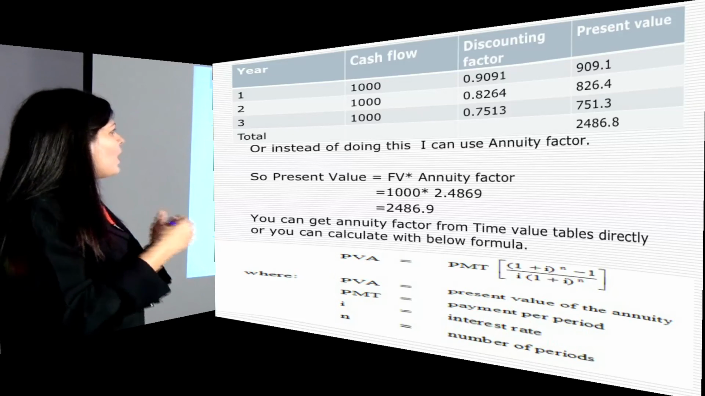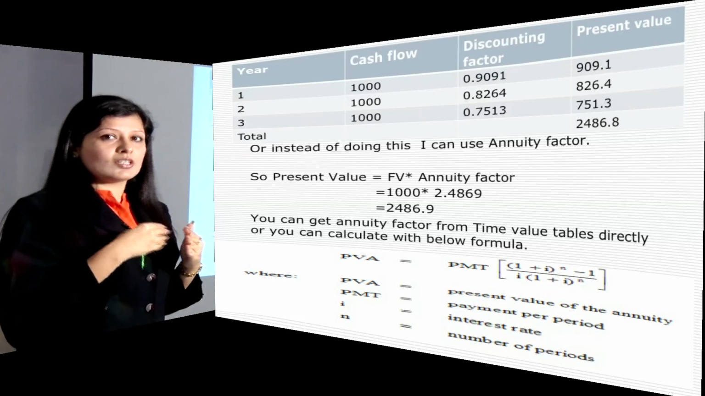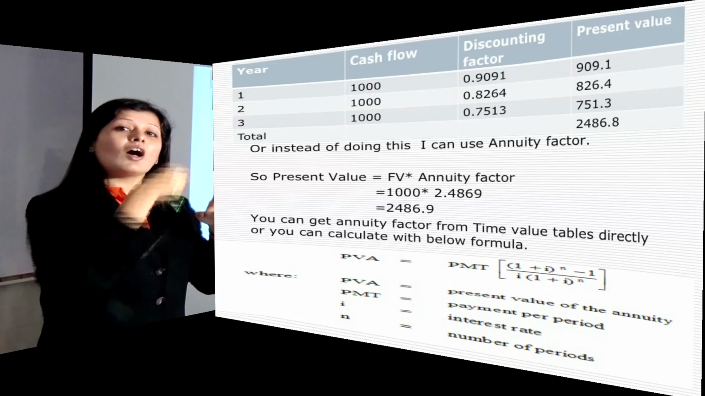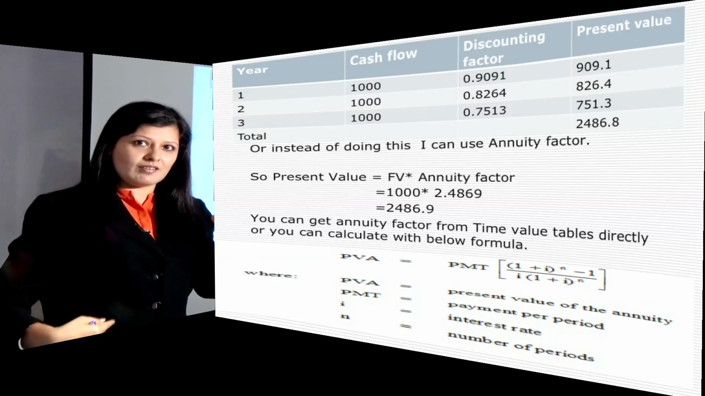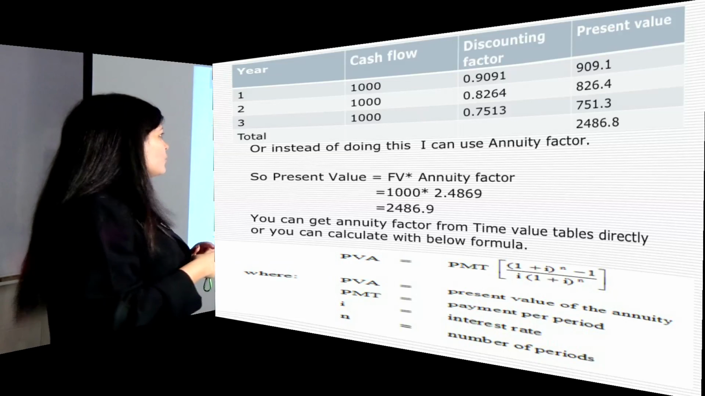But the point to say is, why are we doing this annuity thing? See, when we have bond valuation coming up and other projects which give us constant cash flow for 15 years, now, I will not keep on discounting for 15 years, right? If the cash flow is constant, I can directly use the annuity factor.